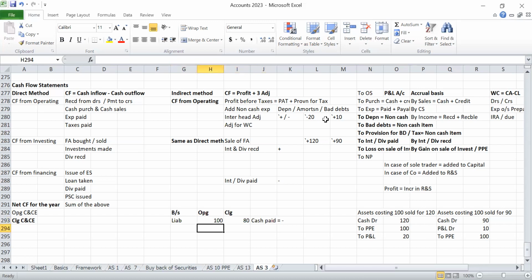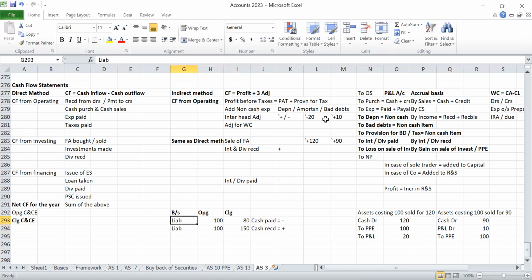Or liability 100 to 150, what does it mean? That is a creditor or any other liability. Opening liability is 100, closing liability is 150, means what? An additional loan taken. Additional loan taken, now 100 is becoming 150. So cash received, plus.